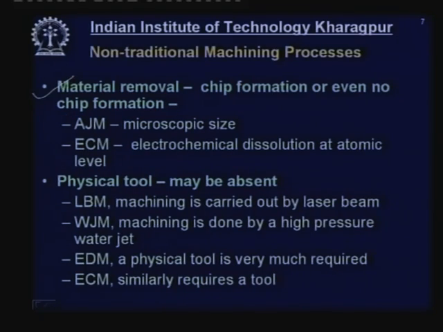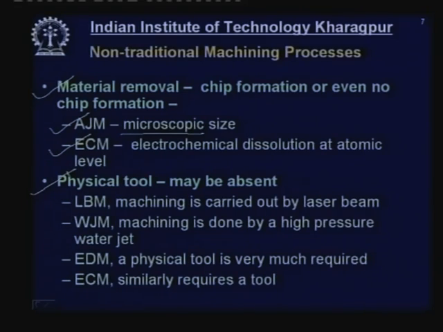In non-traditional machining processes, material removal takes place quite often with chip formation, or even no chip formation may occur. For example, in the abrasive jet machining process, which we are going to cover today, chip formation does take place, but the chips are microscopic in size, not macroscopic as in turning or milling. In electrochemical machining, which would be covered later on, machining occurs due to electrochemical dissolution at the atomic level. There is no macroscopic chip formation present.